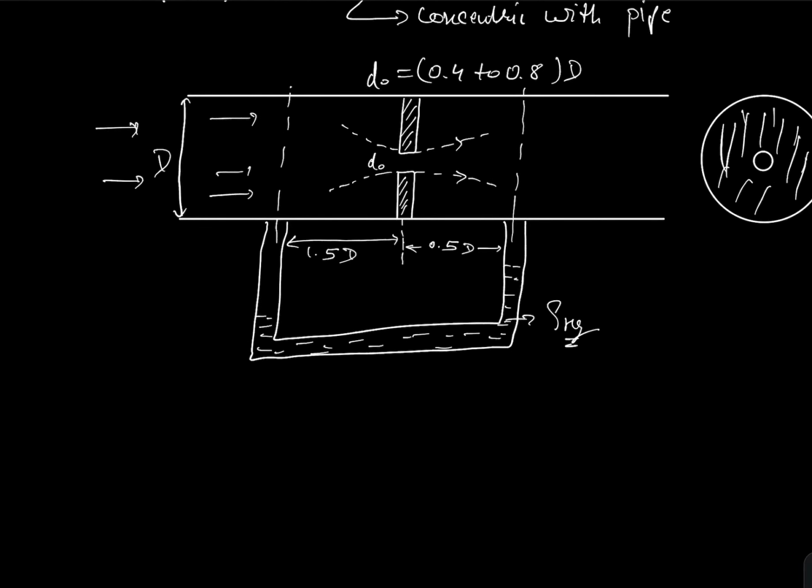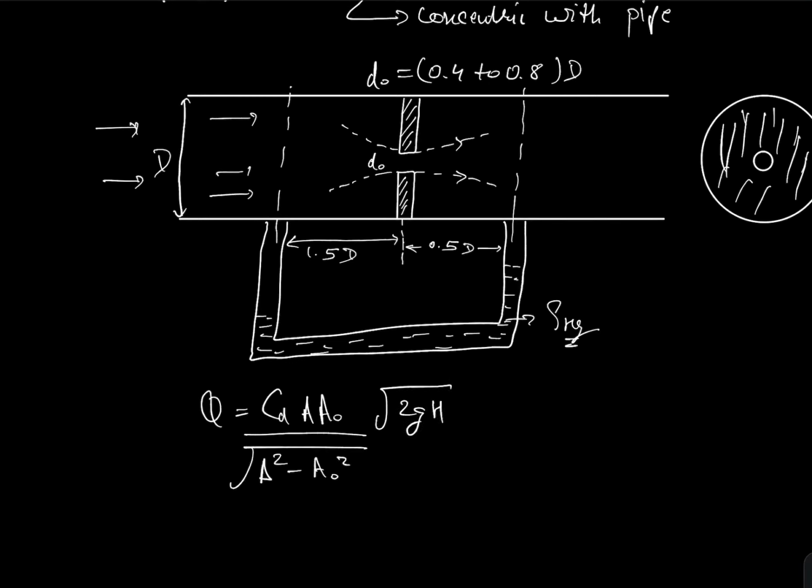So what's the flow rate here? As we have calculated in the venturimeter, please refer to the earlier lecture. Similarly, here the flow rate will come out to be Q is equal to CD A naught, divided by the square root of A squared minus A naught squared, times the square root of 2gH. Its derivation is quite similar to what we did in the earlier class. Where A is the area of the pipe and A naught is the area of the orifice.